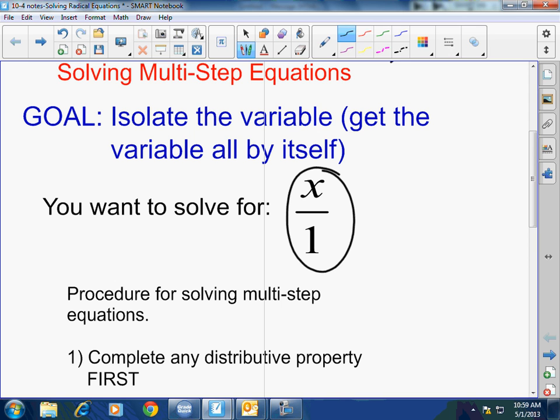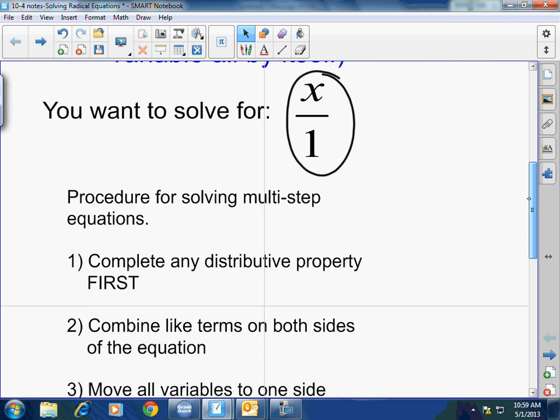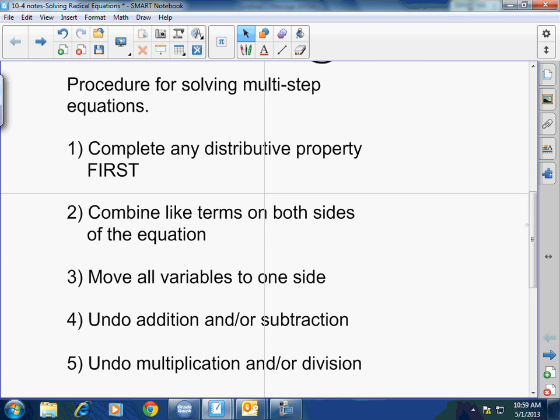Now, the procedure for solving equations, I hope you guys remember. The first one is complete all distributive properties first. If you have a distributive property, go ahead and distribute. Release all those prisoners from jail. Number 2, combine the like terms on both sides of the equation. Step 3, move all the variables to one side of the equation. Number 4, undo addition and or subtraction. And the last one that we know up to now is undo multiplication and or division.